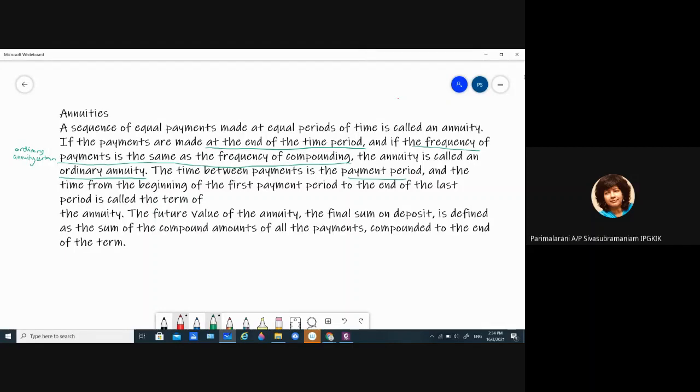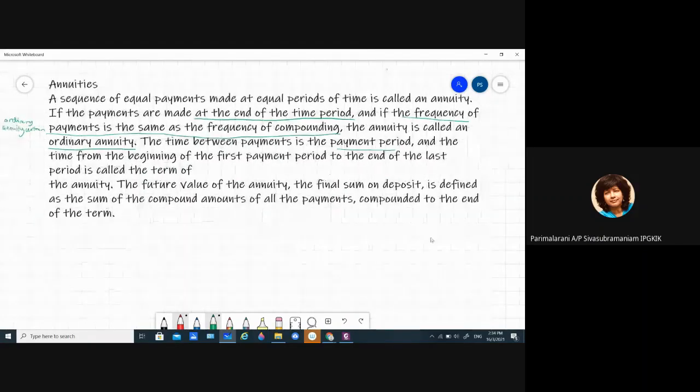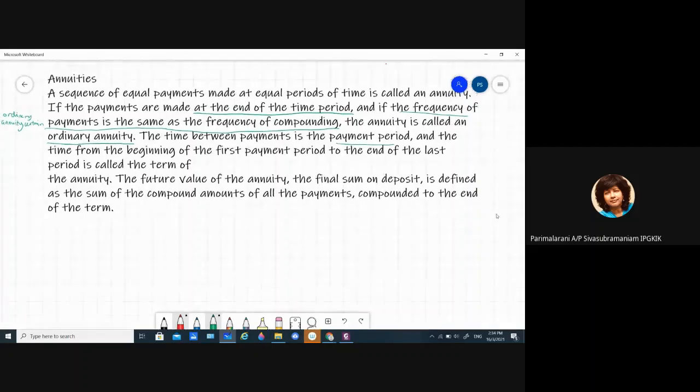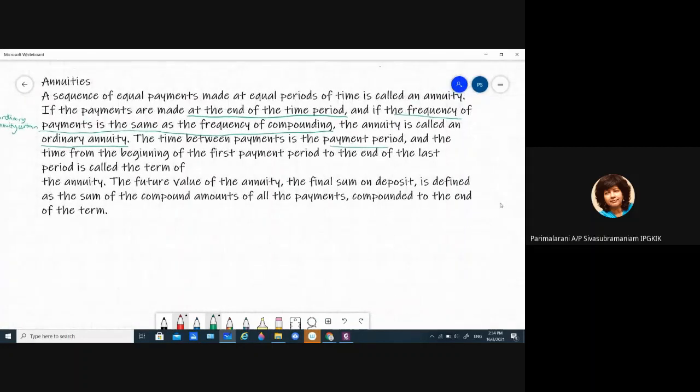We have already looked into the formula for the future value of annuity in our last lecture. We learned how to derive it using compound interest formulas and geometric progression. If you have forgotten, you can always revisit the lesson and look through again how to derive this formula.